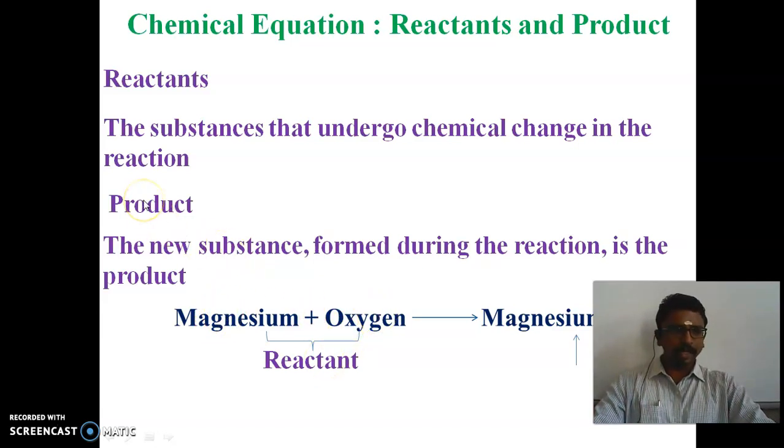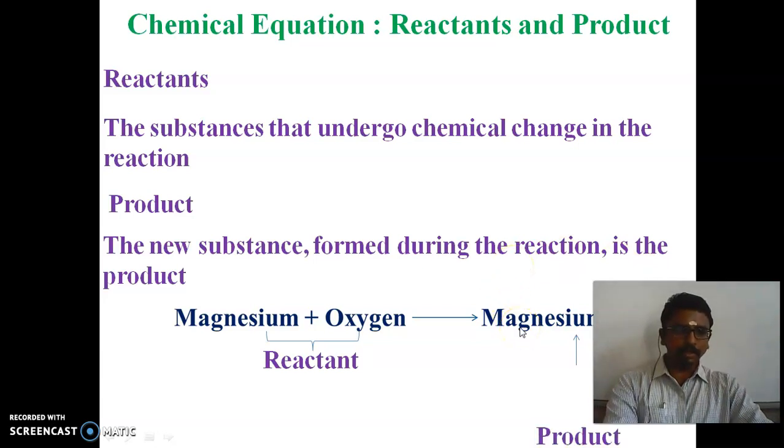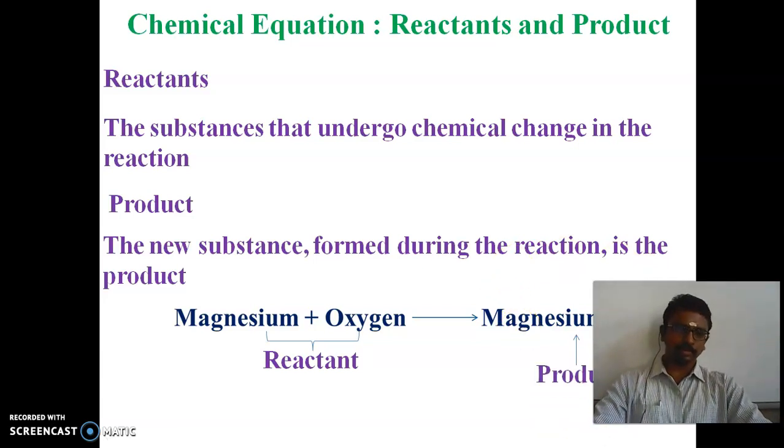So what is the product? What is the definition of product, children? The new substance formed during the reaction. Here, what is the new substance formed? Magnesium oxide is the new substance, formed during the reaction. So magnesium oxide is the product.